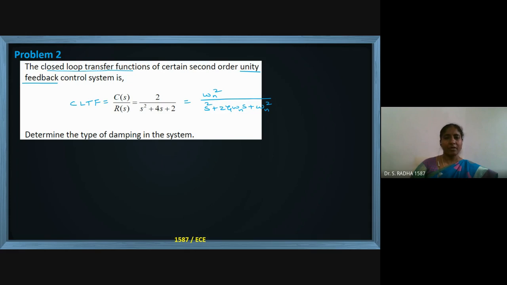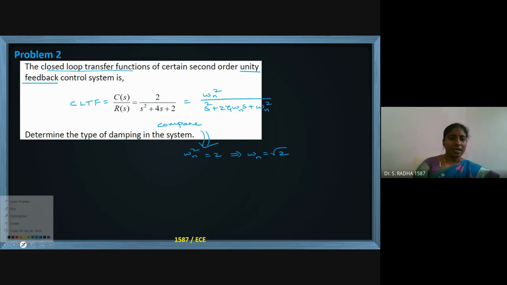Now you compare. Upon comparison, what will happen? After comparison, we have the numerator omega n square, and we are having a value 2. So if you apply square root on both sides, omega n value is root 2. Omega n is the natural frequency. Next, you compare the denominator. The third term is again the same as the numerator, so no need of comparing again.